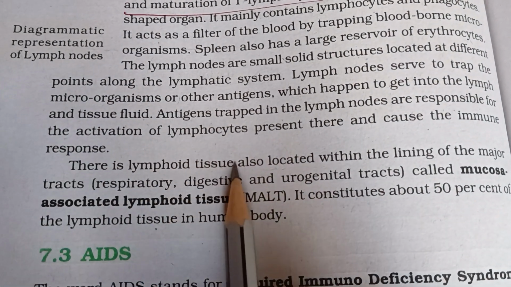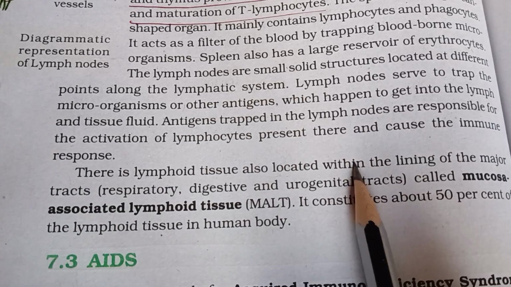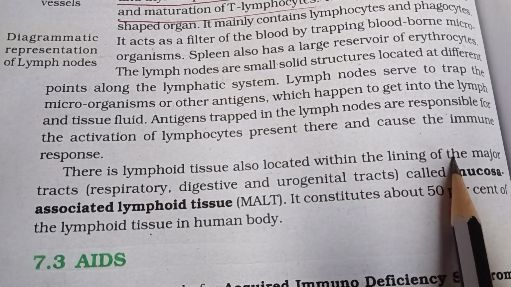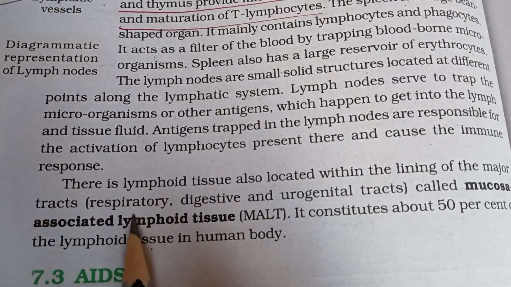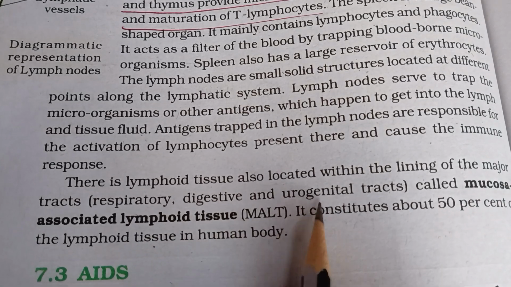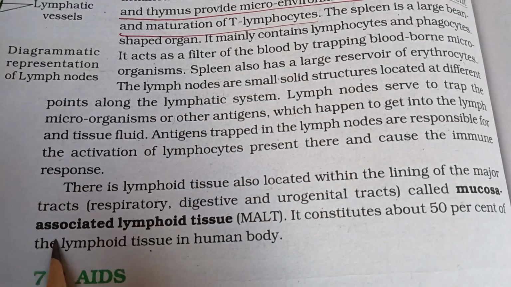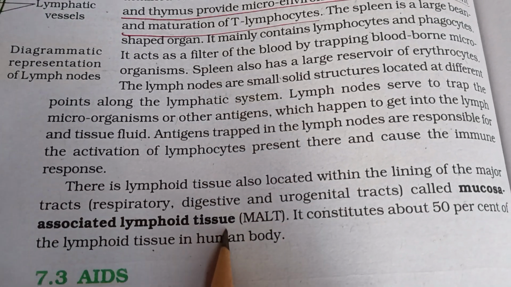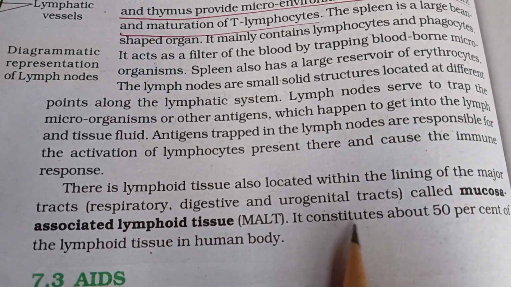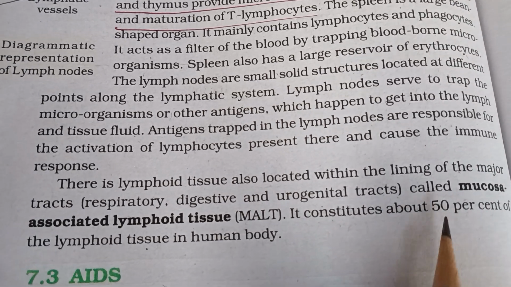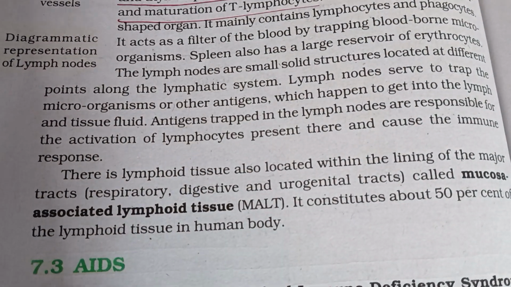There is lymphoid tissue also located within the lining of the major tracts, respiratory, digestive, and urogenital tracts, called mucosa associated lymphoid tissue, MALT. MALT constitutes about 50% of the lymphoid tissue in the human body.